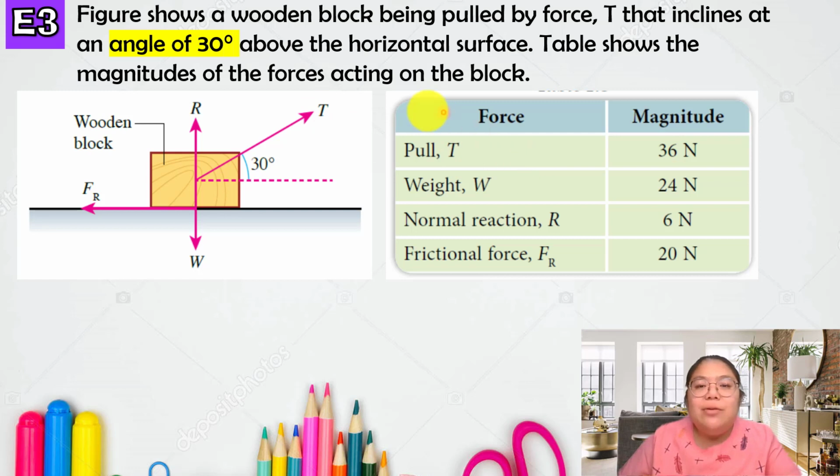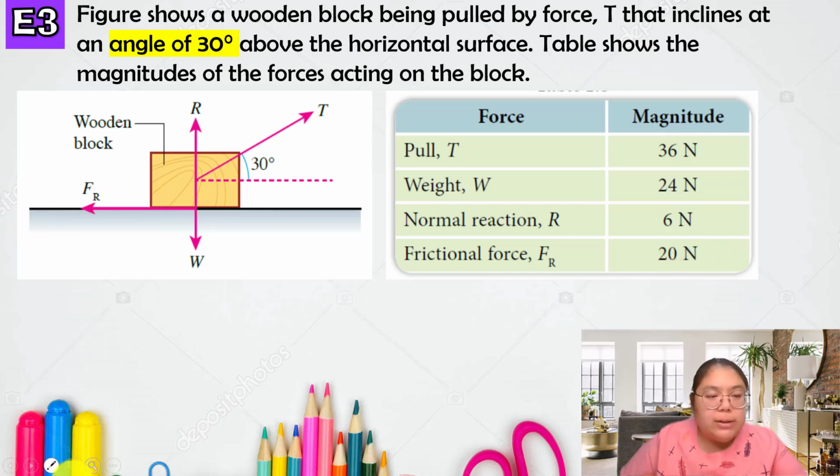Okay, so now we go and see the info the question gives you. First one, the pulling force, 36 Newton. Then the weight is 24 Newton, going downward. Normal reaction is 6 Newton, going up. So that means later you need to convert: one should be positive, another one negative. Now there's also the friction. Friction we always put as negative. There's a 20 Newton, going backwards.